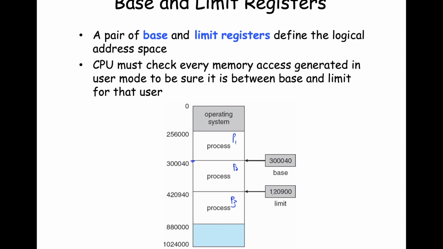So if we take this 300,040 and we add the 120,900 bytes, we get an ending address of 420,940. And so the base register is where memory starts, that address, and limit is how many bytes wide this block is. And so this particular block is 120,900 bytes long. At the end of it, that's 120,900 plus the 300,040, that's 420,940, the ending address where process P2 ends.